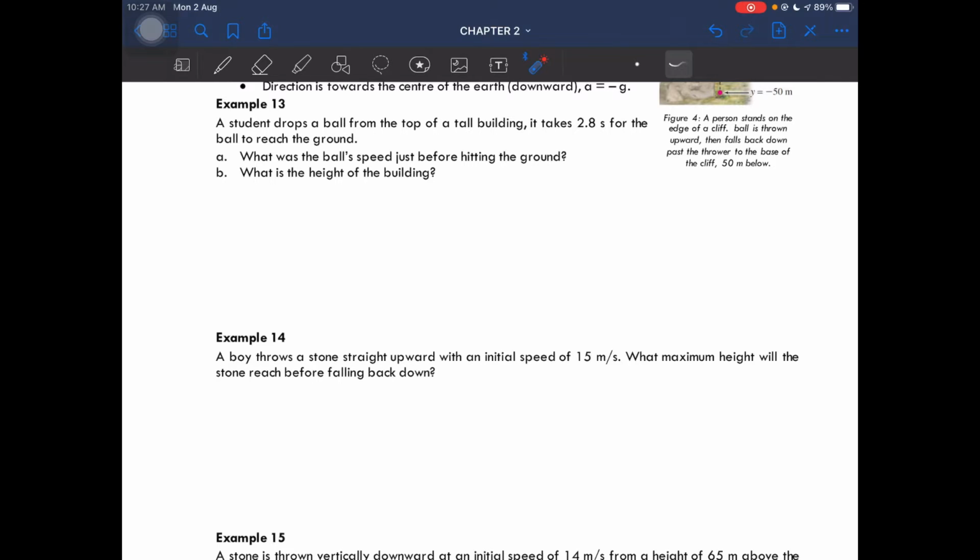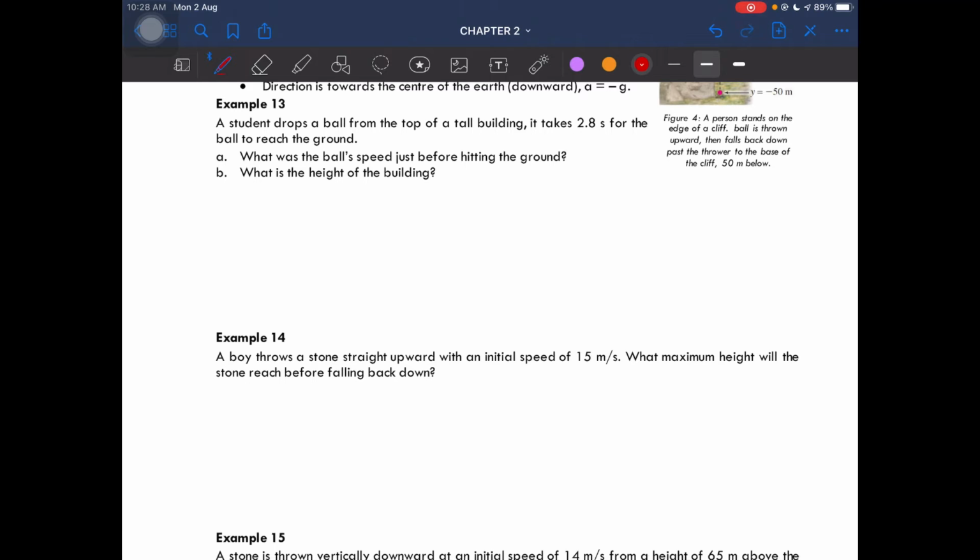Okay, example 13. A student drops a ball from the top of a tall building. It takes 2.8 seconds for the ball to reach the ground. So, what was the ball's speed just before it hits the ground?